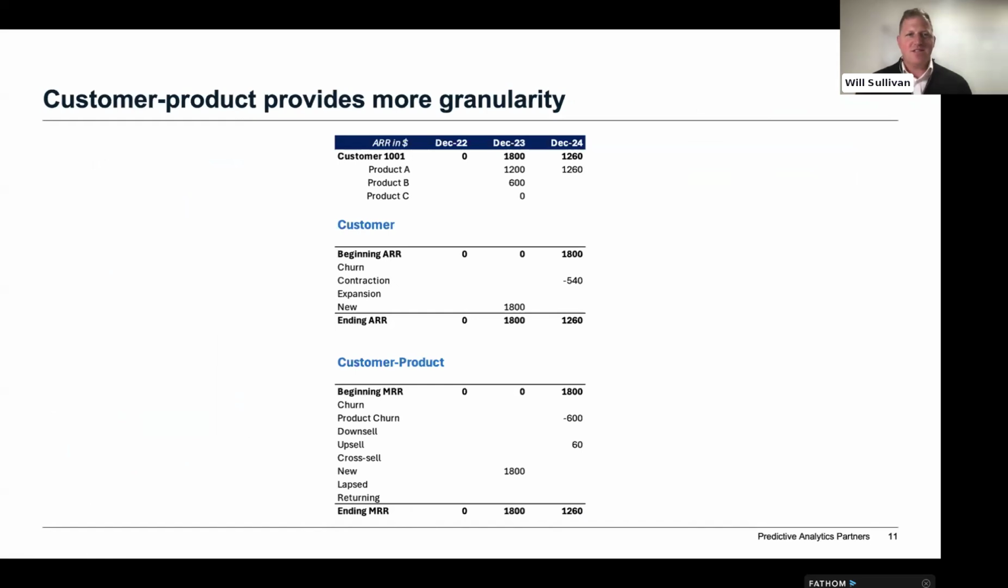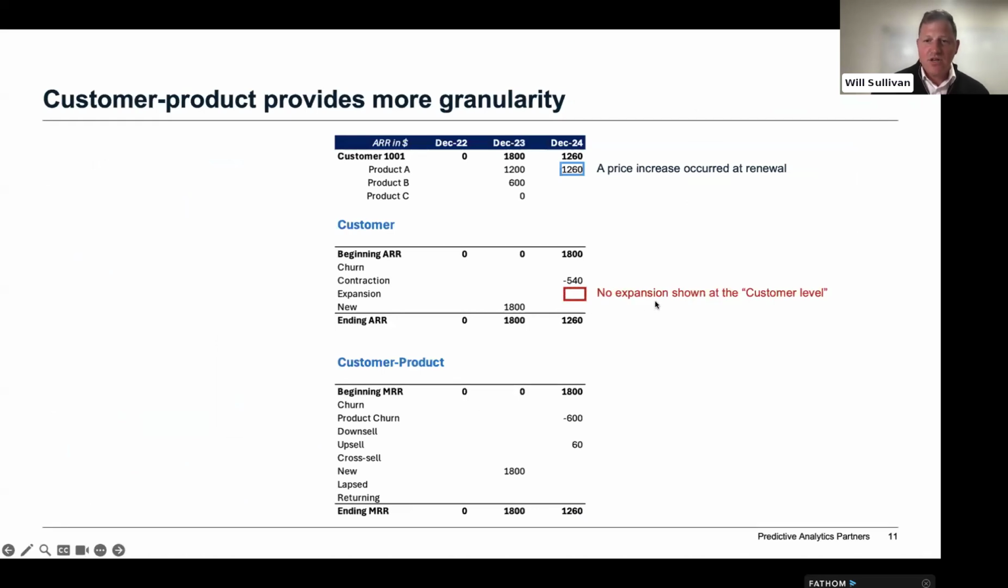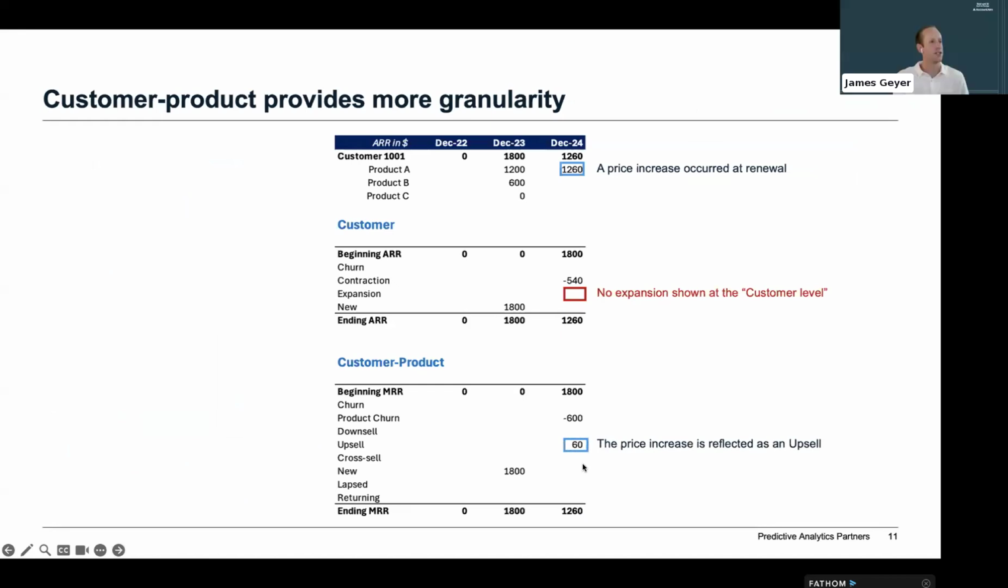All right, so we'll go into this one more time to show the difference. There's a price increase. It's not shown at the customer level, but it's shown at the customer product level. And that's the difference.